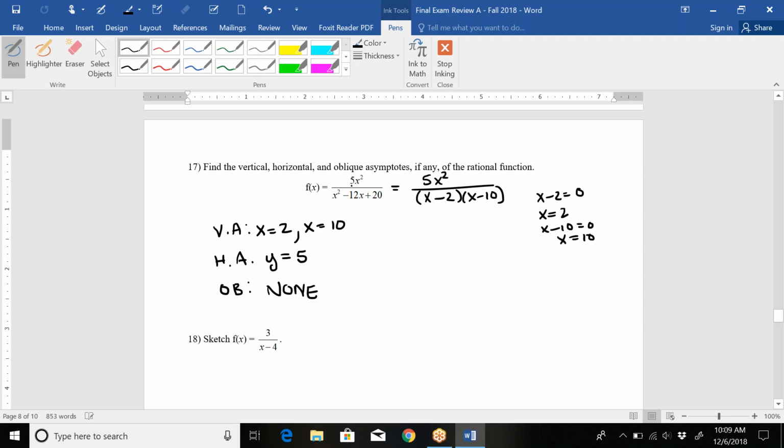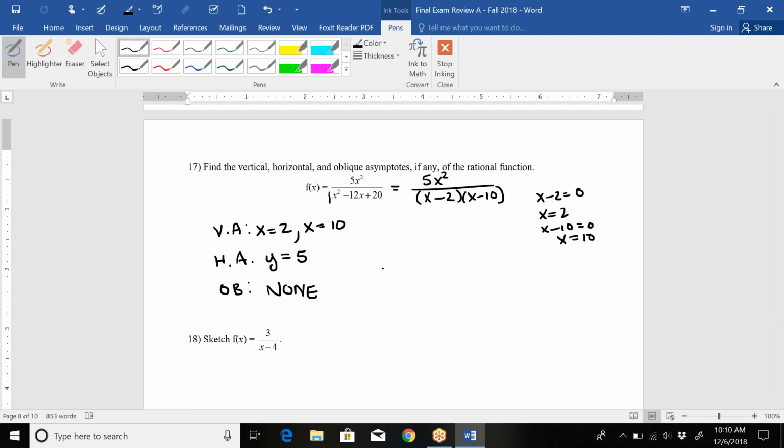Now, another way of doing this, and it's a shortcut method, is noticing the degree on top versus the degree on bottom. If the degrees match, then the leading coefficients are your asymptote, which is 5/1. So that is still y equals 5. If your degree on top is smaller, like say this had just been x to the first power, x squared cannot go into x. So that means you would have an asymptote of 0, which is still horizontal. The only time you get obliques is when the top power is higher than the bottom. And if that happens, you have to do the long division like we did in one of the previous problems to get the equation.